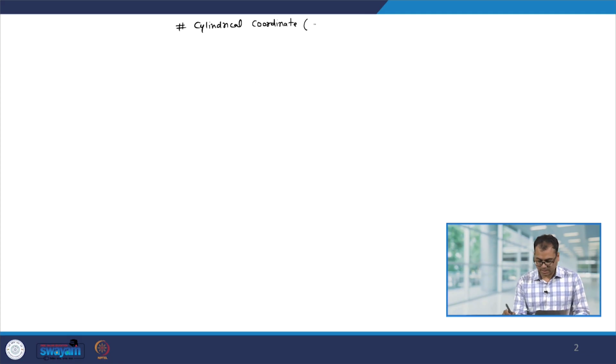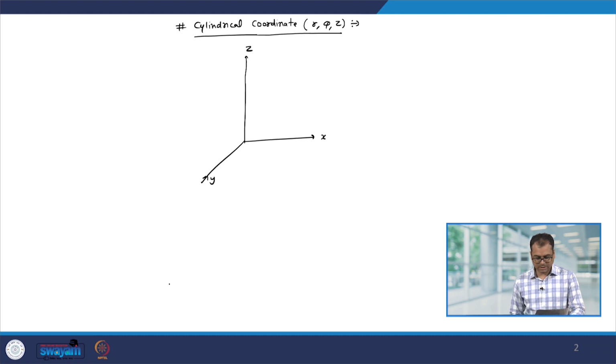Here the axes are r, phi and z, and let me define them. So, suppose you have again the x axis, the y axis and the z axis, and there is a point P which has a coordinate of x, y and z, and its position vector is, let us say, capital R. Then in cylindrical coordinate you draw a cylinder of radius small r with a height z.